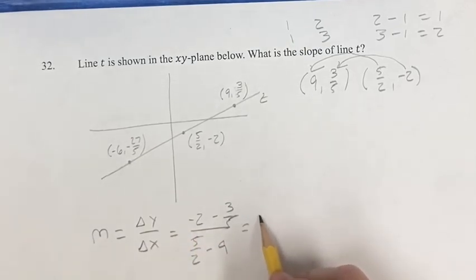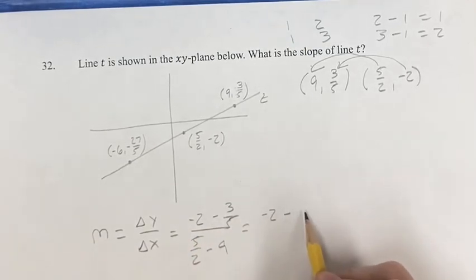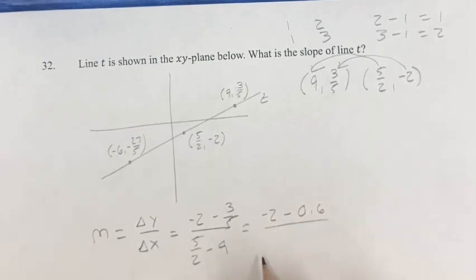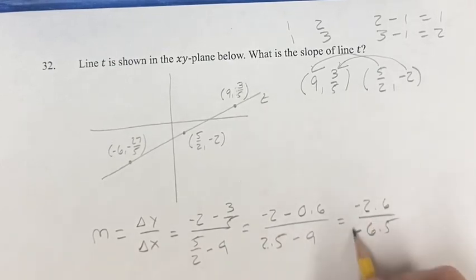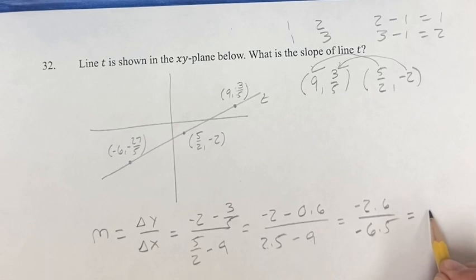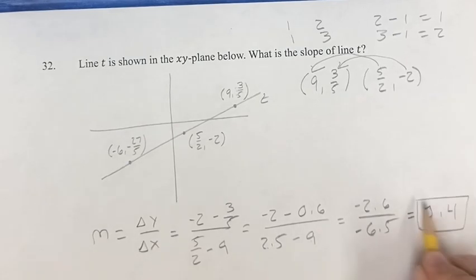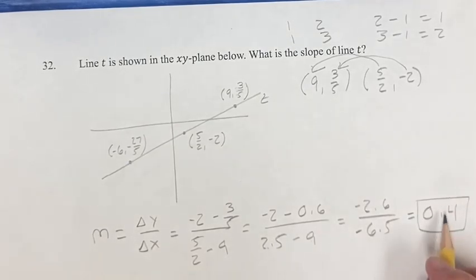So we have -2 minus 3/5, which is 0.6, and then 5/2 is 2.5, minus 9. So -2 minus 0.6 is -2.6. 2.5 minus 9 is -6.5. Plug this into your calculator and you'll get your slope is 0.4. This is what it's asking for. What's the slope of line t? So 0.4 is going to be your final answer.